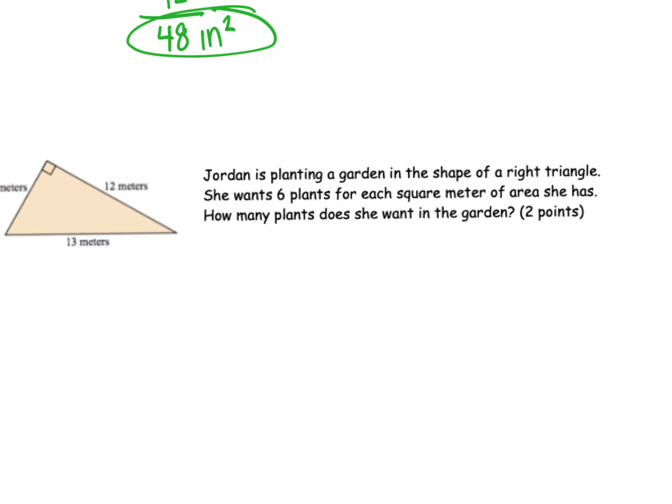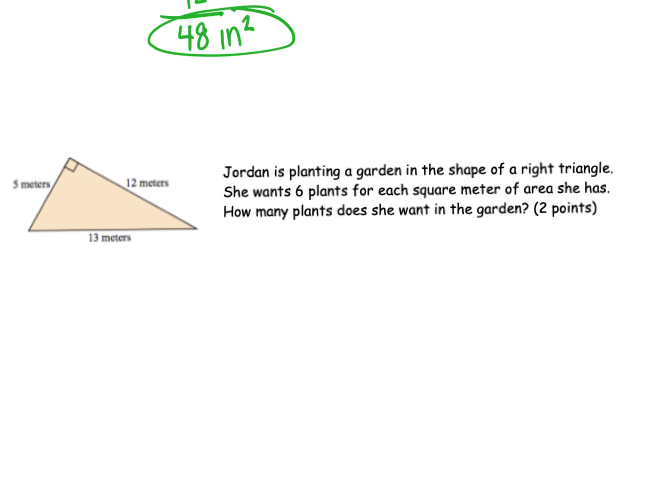For our second word problem, it says Jordan is planting a garden in the shape of a right triangle. She wants to plant 6 plants for each square meter of area that she has. And right there it alludes to it being area. How many plants does she want in the garden?